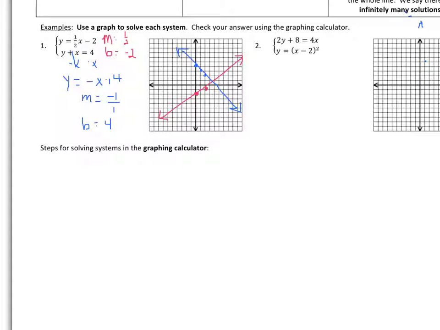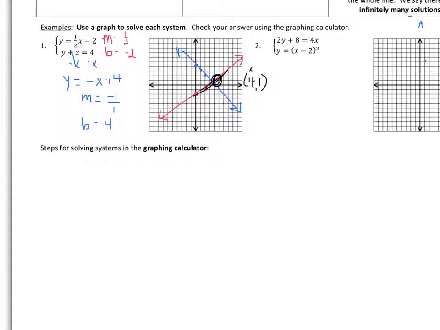Alright, so if you look at this, it looks like they're probably going to cross at this point right here, because I was off a little bit on my red line, so I think that it will end up crossing right there. But I can check it in my system, so it'd be at 1, 2, 3, 4, 1. So I believe that that's my solution, (4, 1). Let's check it in both of these equations to make sure that it works.